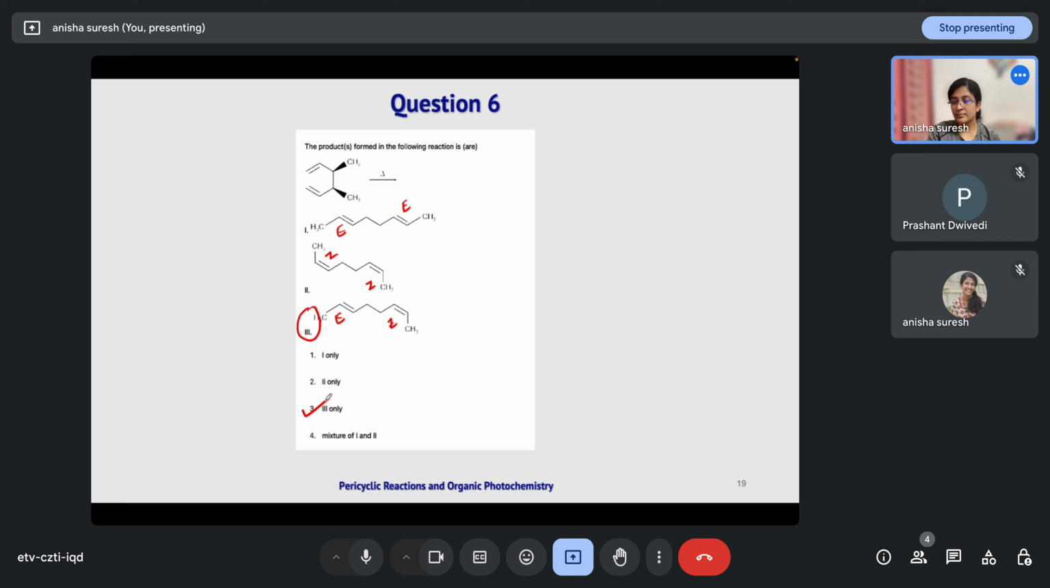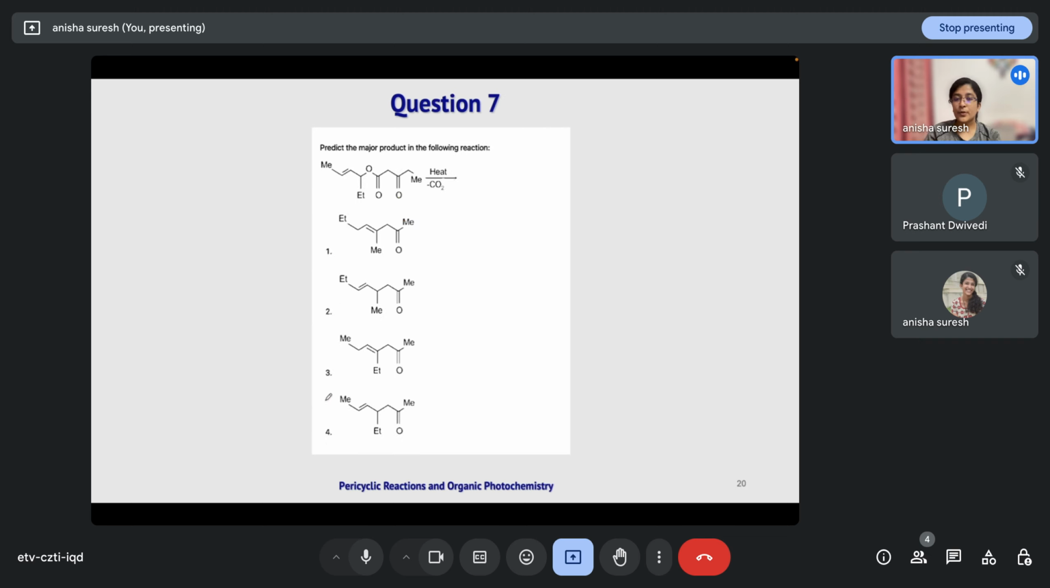So the right answer is option 3. Now coming to question number 7. Predict the major product of the following reaction. So this is a name reaction. What is this? What is it called?